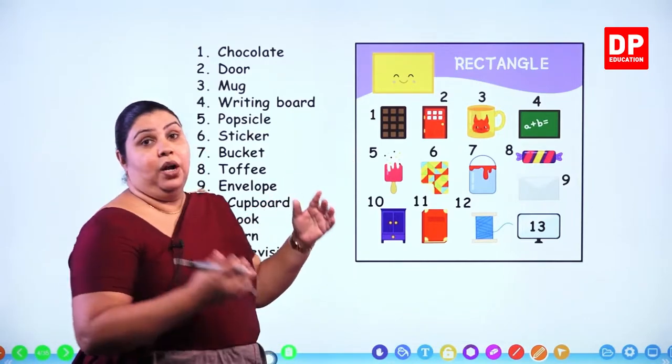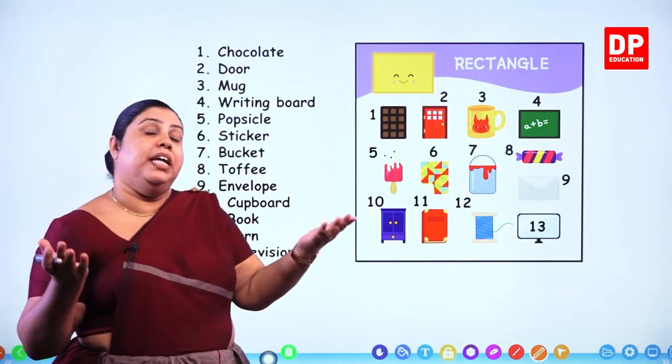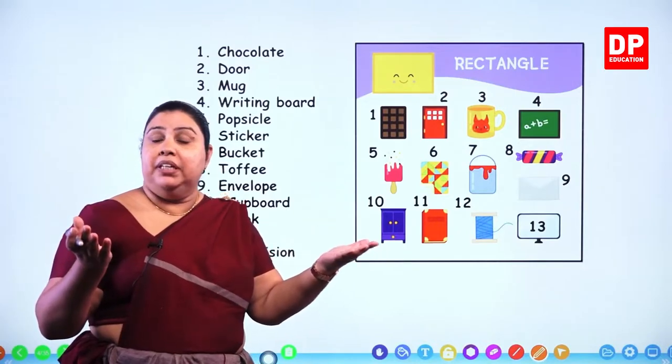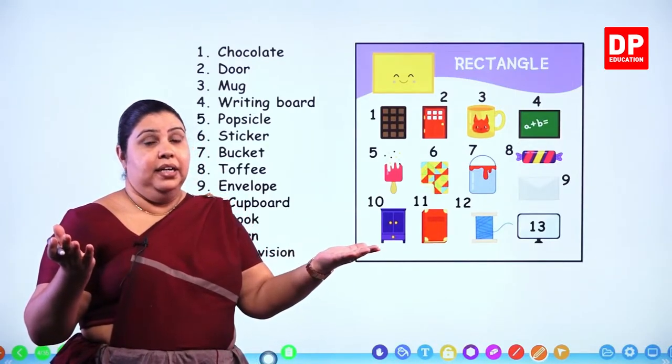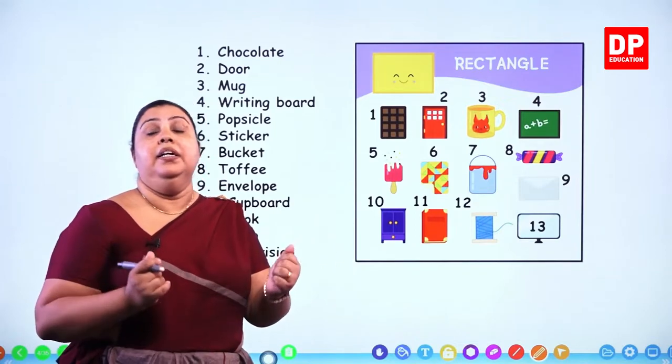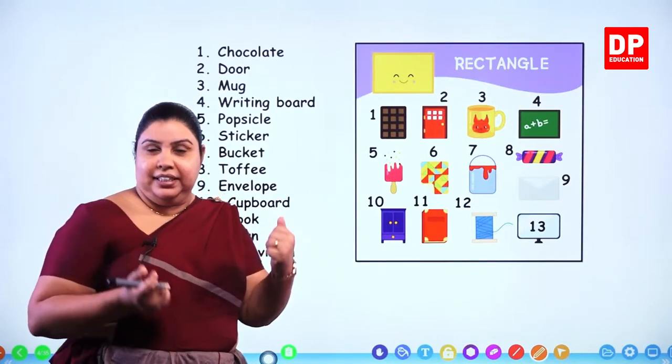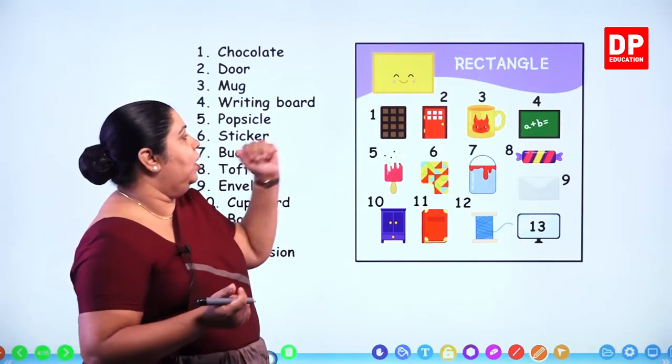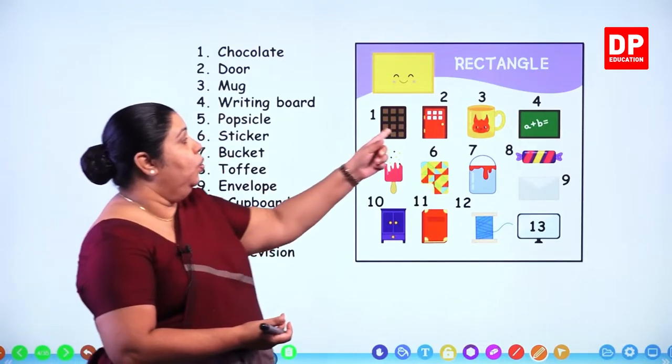So the chocolate. Now if somebody asks you to name something which is in the shape of a rectangle, you must know. So chocolate. Number 2, door.